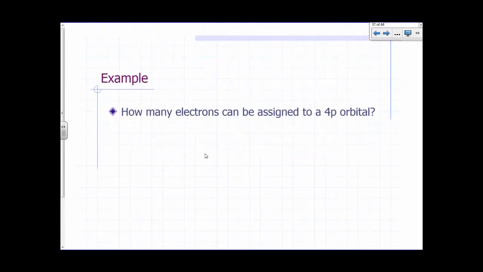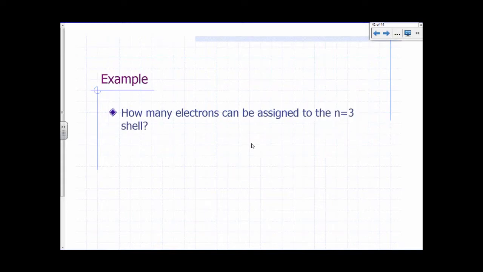Let's take a look at this question. How many electrons can be assigned to a 4p orbital? Any orbital can have as much as 2 electrons. So the answer is 2. One of those 2 electrons must be spin up. The other one must be spin down.